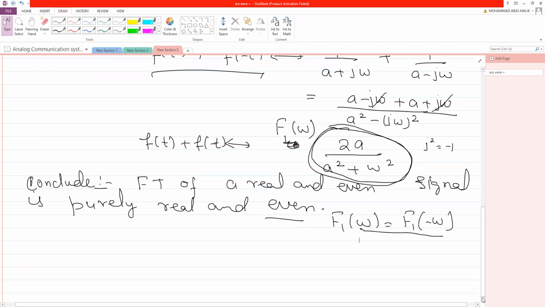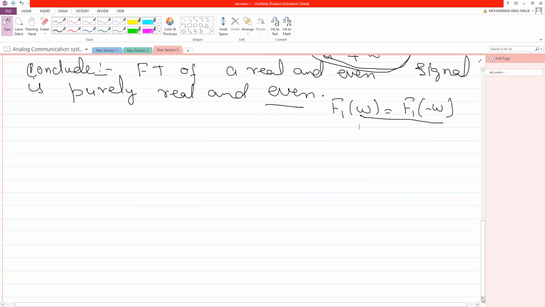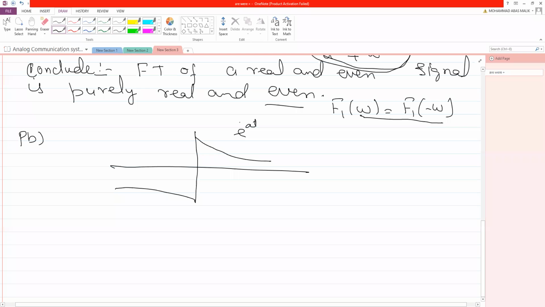Similarly, for another signal, this is e raised to the power minus at u of t, minus e raised to the power at u of minus t, right?